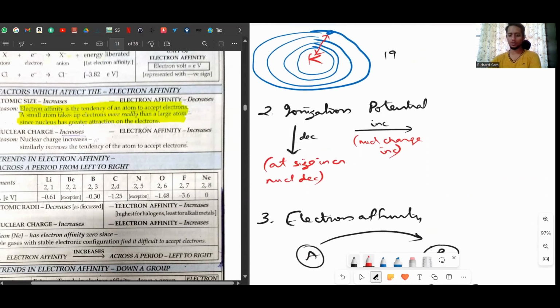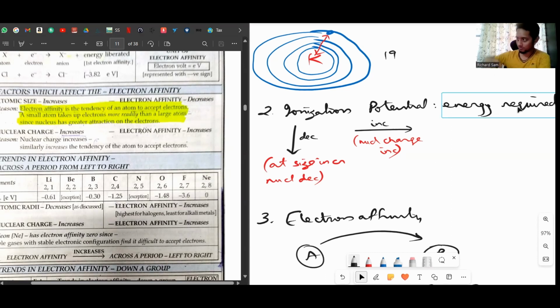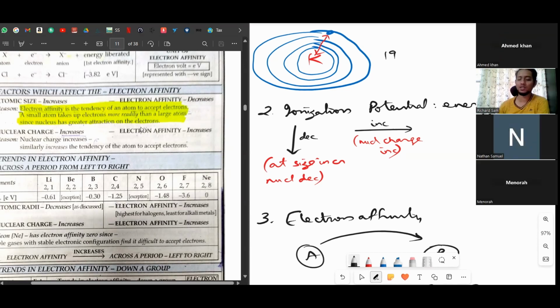Let's just write down in short what is ionization potential and what is electron affinity. I'm just writing one word to help you remember the definition. Ionization potential is energy required. That should help you to remember the whole definition. What is ionization potential? The full definition: it is the amount of energy required to remove an electron from the outermost orbit of an isolated gaseous atom. Okay, that's the full definition. Isolated means an atom that's alone, and gas.